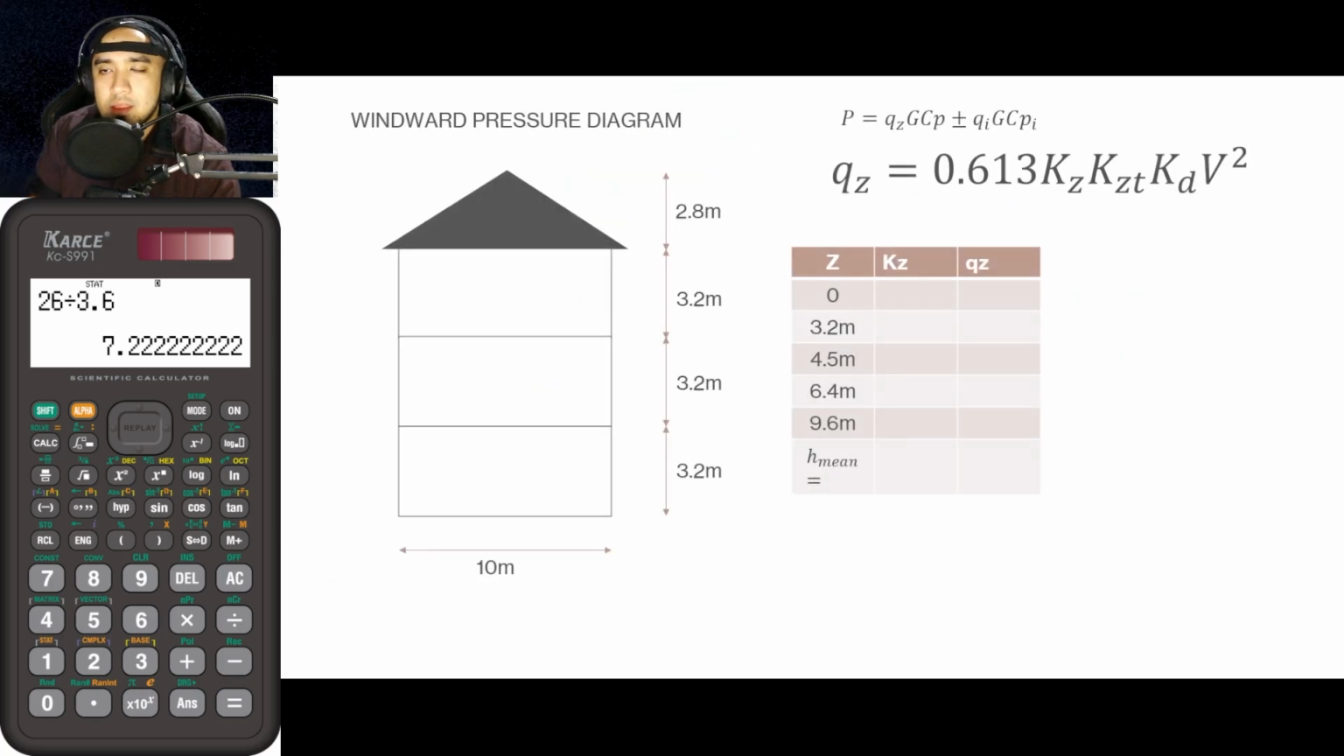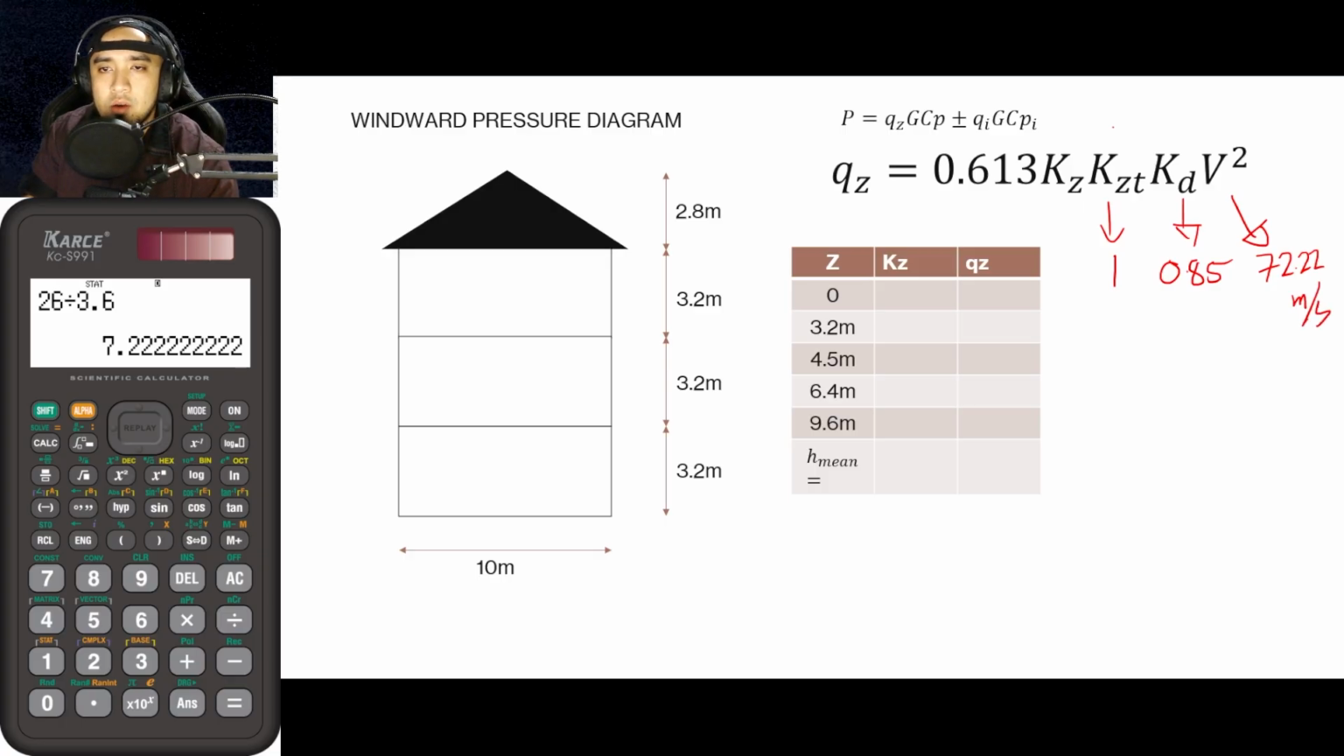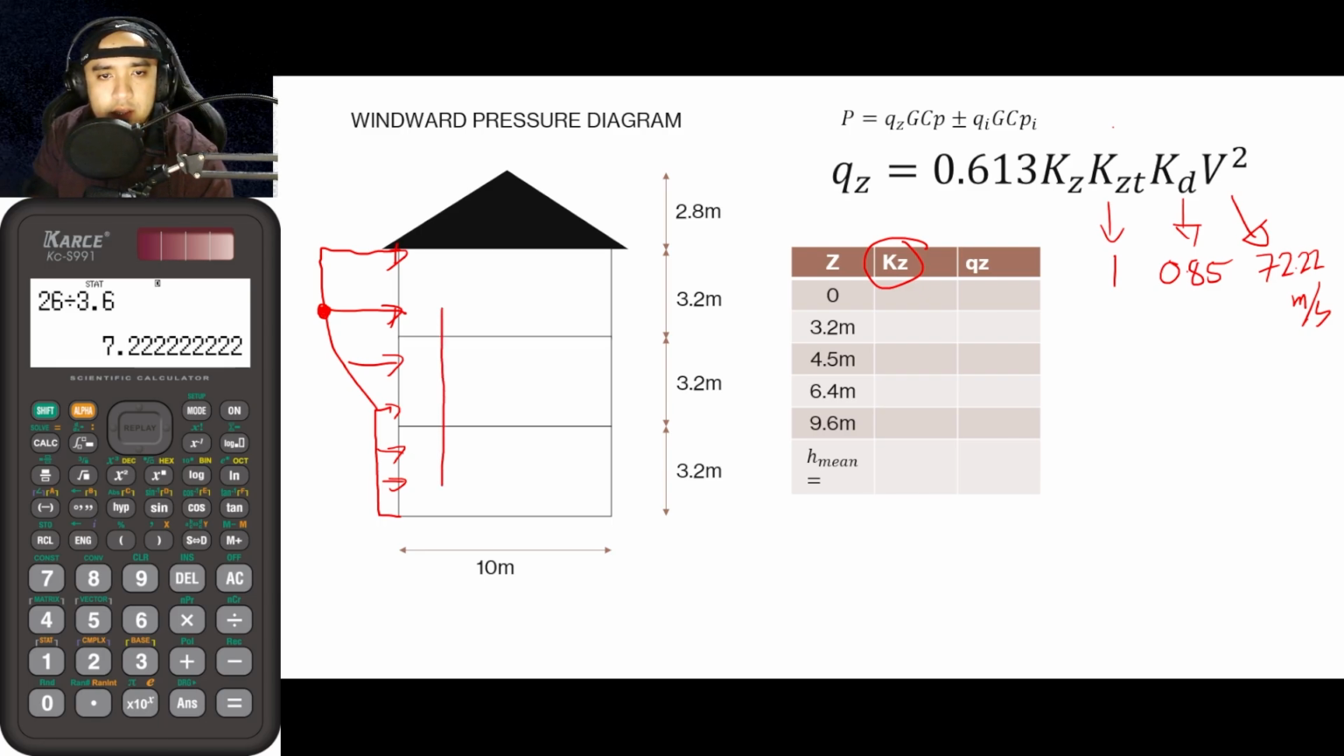So from that, in the next slide, we already have the value for Kzt as 1, Kd as 0.85, and V as 72.22 meters per second. Okay, so what about the value for Kz? As we know, the value for Kz will be dependent upon the height where you are analyzing. So suppose once again that this is your pressure diagram that you want to solve. If you want to solve for, let's say, this particular pressure here, the value for Z that we will be using there is this particular Z.